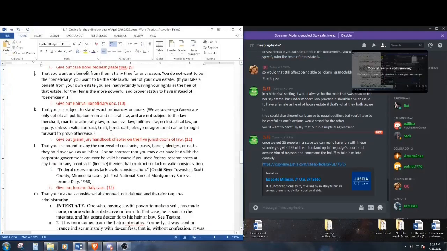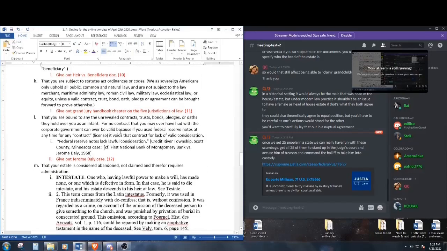So that's 5 jurisdictions of law, from the standpoint of you're not subject to the aspect of statutes, acts, ordinances, or codes, because of the reasons we just went through in understanding the 5 jurisdictions of law. So let's go down now to L.